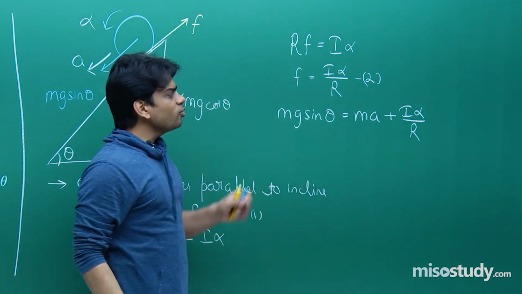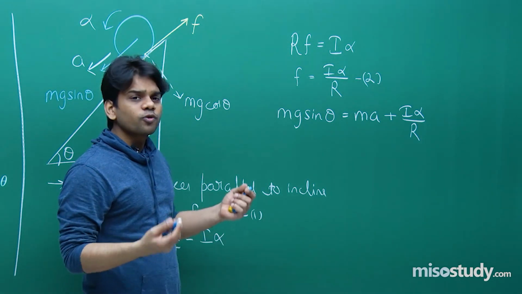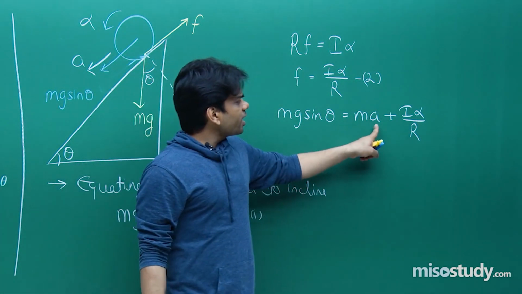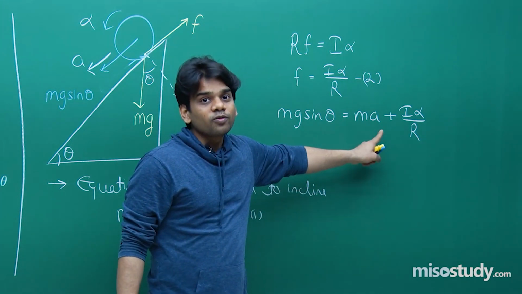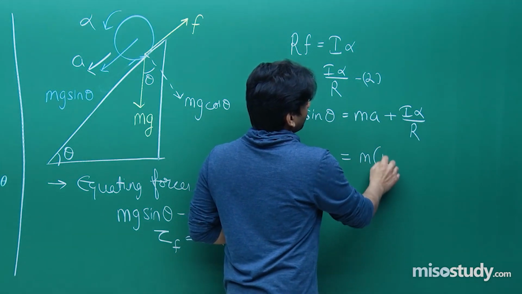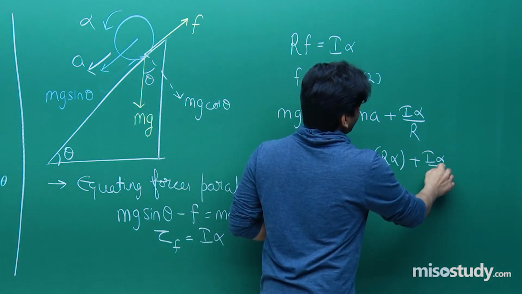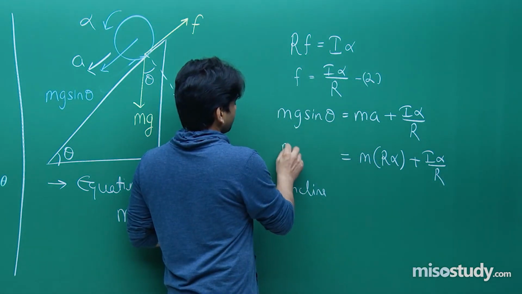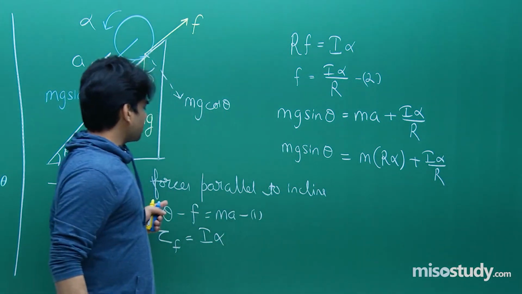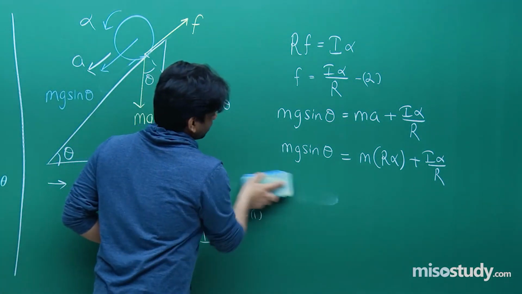From here, can you frame an equation for linear acceleration, or for alpha, because that will help us to know the value of friction force. We can write a equals R into alpha, that's quite clear. So m R alpha plus I alpha by R will be equal to mg sin theta. Let me rub this line. This line is not required, otherwise you will get confused.